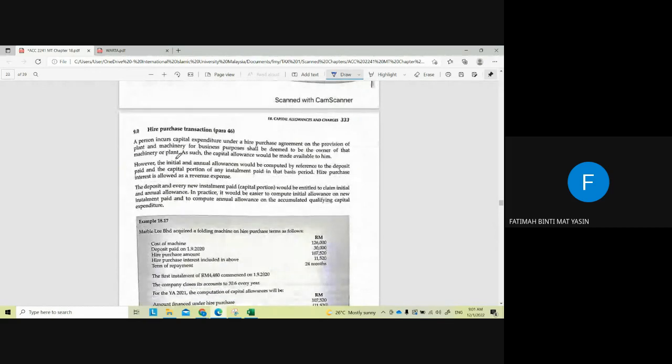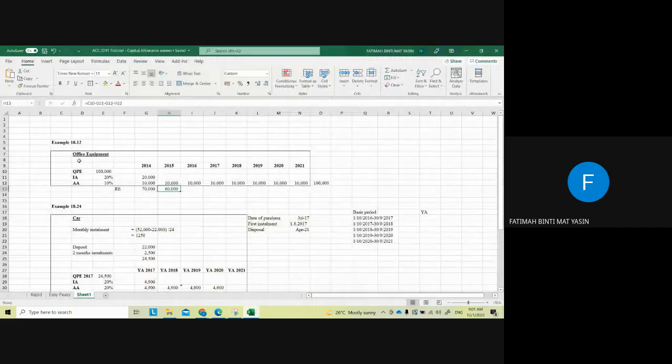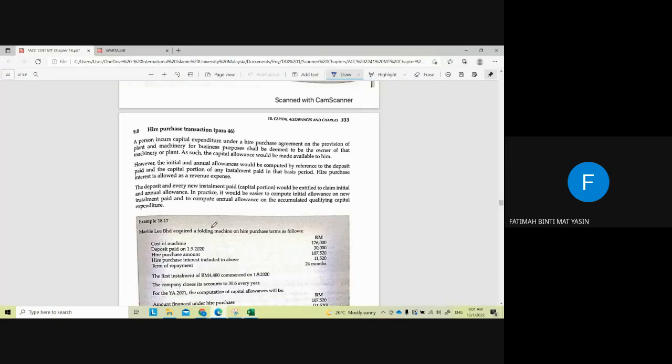So next one. What we have discussed so far is when the company acquires the asset by cash. Just like this office equipment, the QPE is 100,000 provided the company purchased by cash. The company paid 100,000 ringgit. Now we are going to discuss what happens if the company acquires the asset through hire purchase. A person who incurs capital expenditure under a hire purchase agreement on the provision of plant and machinery for business purpose shall be deemed to be the owner of that machinery or plant.